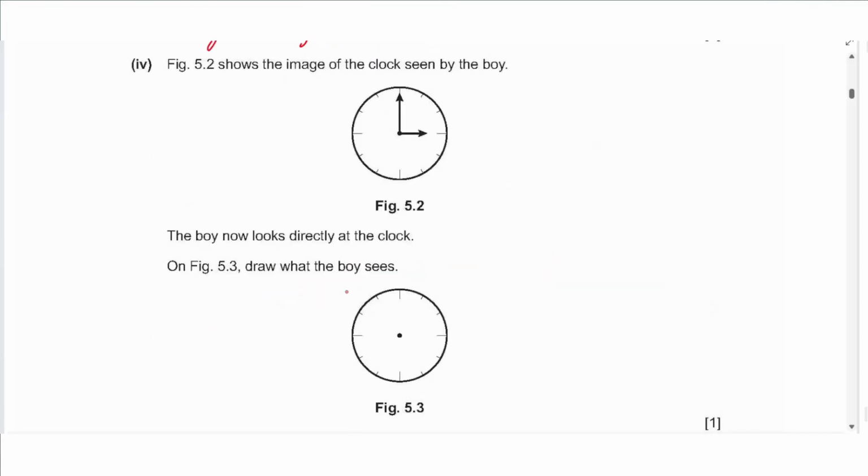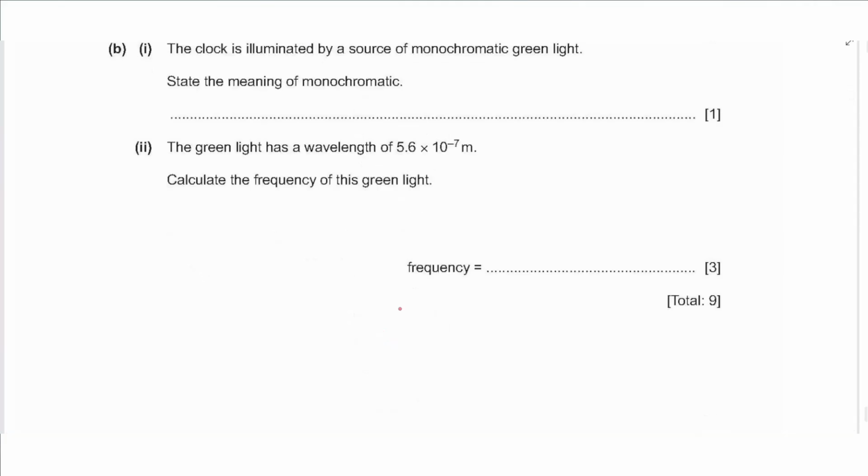Part four says figure 5.2 shows the image of the clock seen by the boy. The boy now looks directly at the clock. On figure 5.3, draw what the boy sees. So an image in a plane mirror would be laterally inverted, which means whatever is on the right is now on the left. So our arm is pointing to the left, but it is upright, so the minute's arm is still pointing upwards.